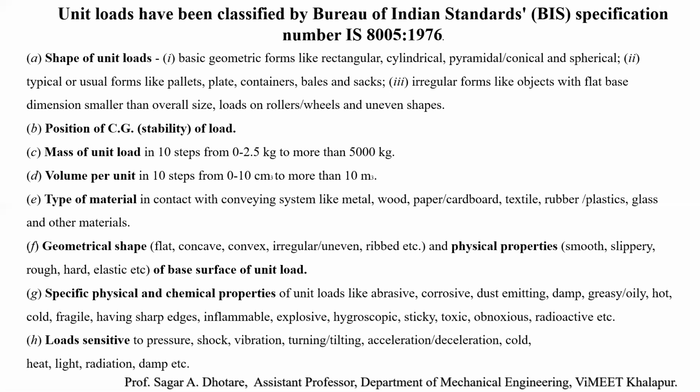Based on the geometrical shape, it could be flat, convex, concave, irregular, or even ribbed. And the physical properties like smooth, slippery, rough, hard, elastic of the base surface of the unit load. Then the next type, the specific physical and chemical properties of the unit load, like abrasive, corrosive, dust emitting, damp or greasy, hot, cold, fragile, having sharp edges, inflammable, explosive, etc.